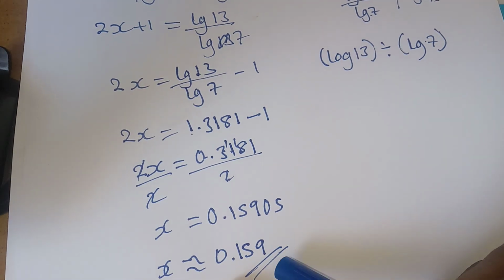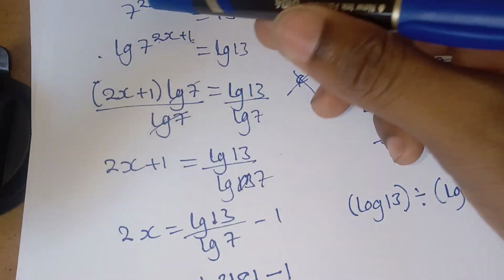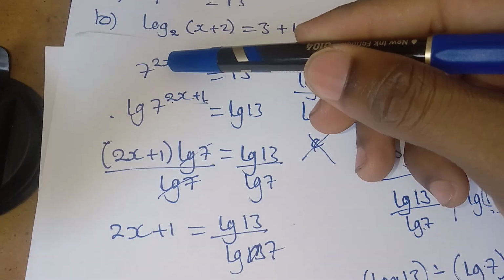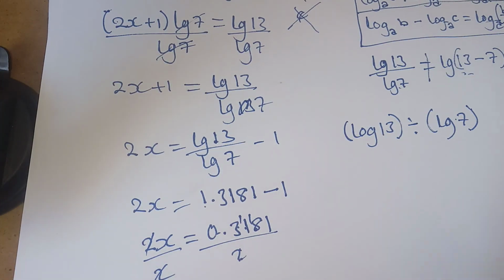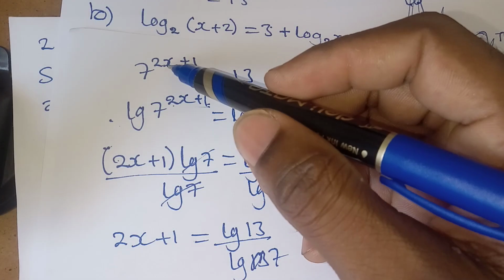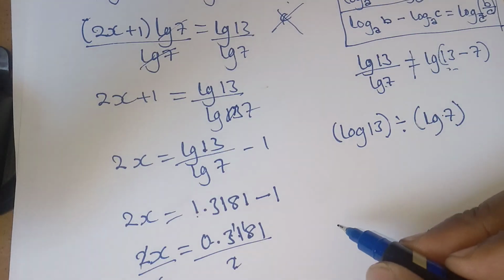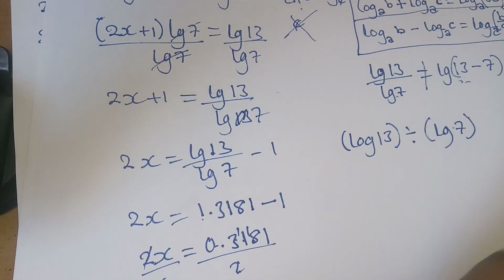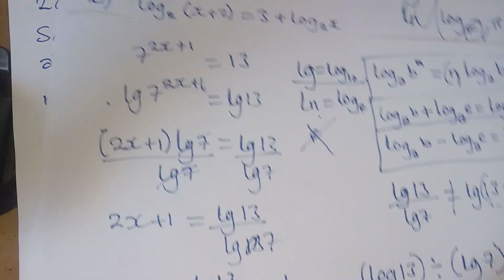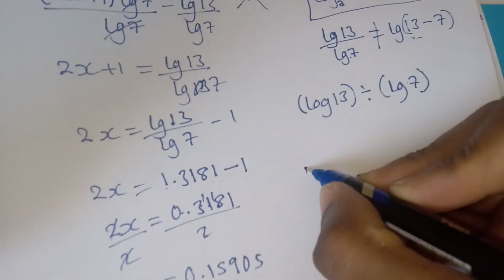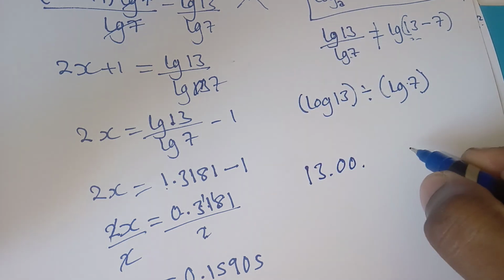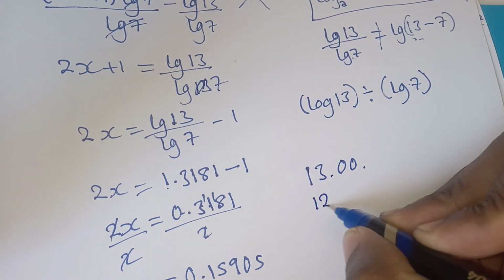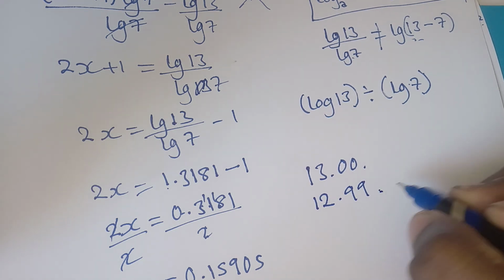You can even verify your answer by putting this one back in there. Because we have rounded off, if you were to substitute this in there, you expect it to be something like either 13.00 something something or 12.99 something something.